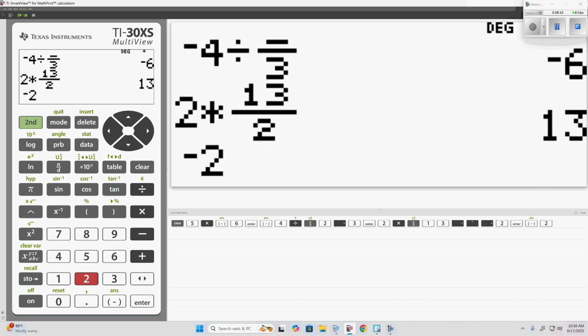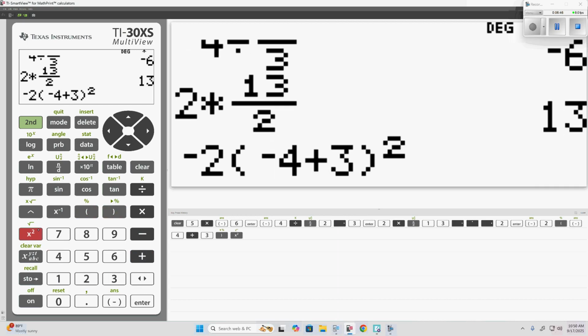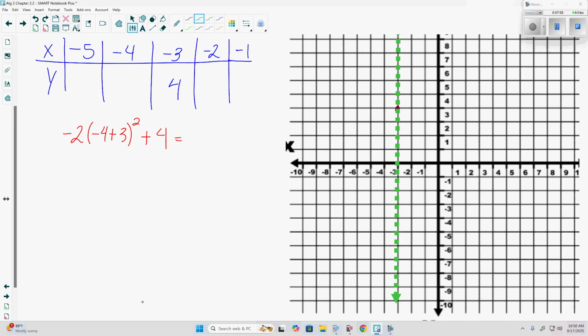So we can say -2 times (-4 plus 3) squared plus 4. So we would just plug this into the calculator, let the calculator simplify it for us to find our answer. And we see that the y value when x is -4 is 2. So our next point would be -4, 2.